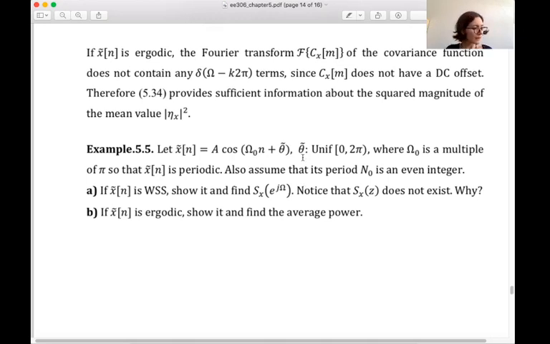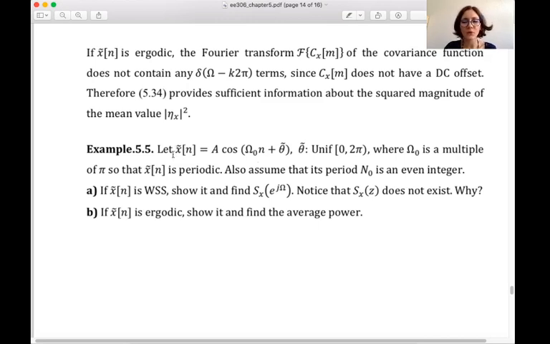All right, so let's now look at a couple of example questions. This first one is about a discrete time random process. It's basically a cosine function with some deterministic amplitude A, some deterministic frequency omega 0, and some random phase. So the only randomness comes from the phase, like we saw in some other examples. The phase term is uniformly distributed between 0 and 2 pi. However, an important feature of this problem is that the frequency omega 0 is a multiple of pi. So this actually ensures that the random process is periodic.